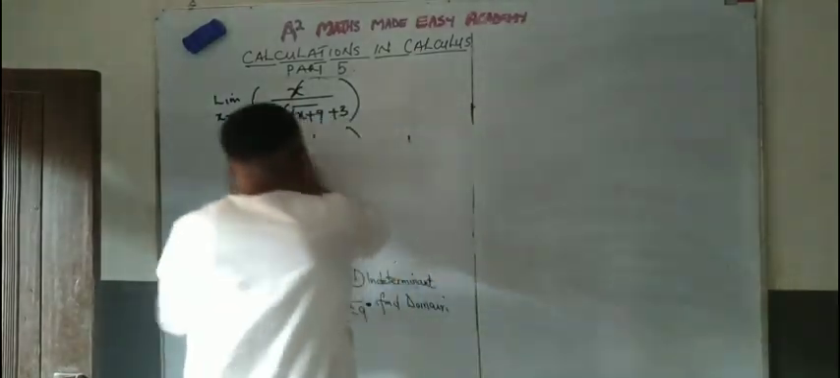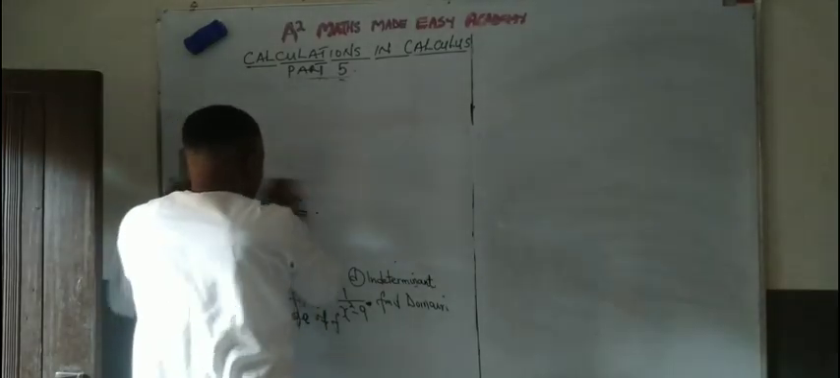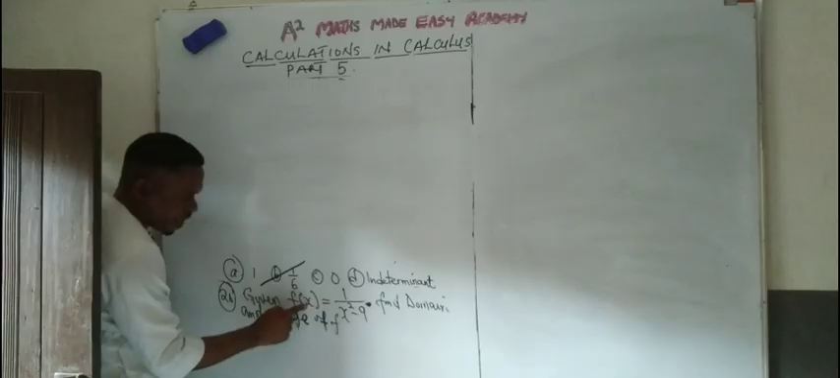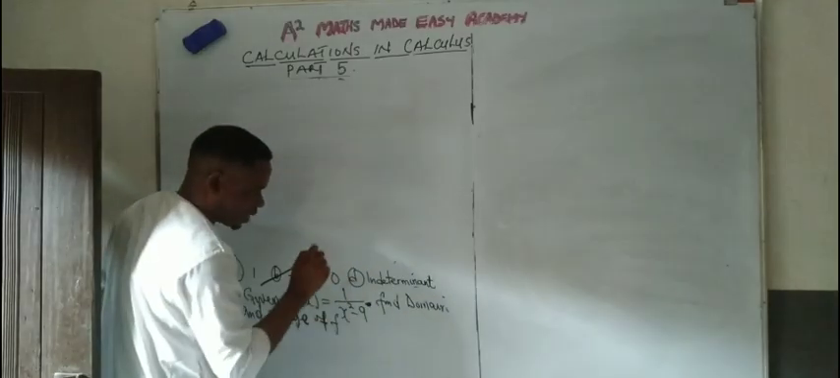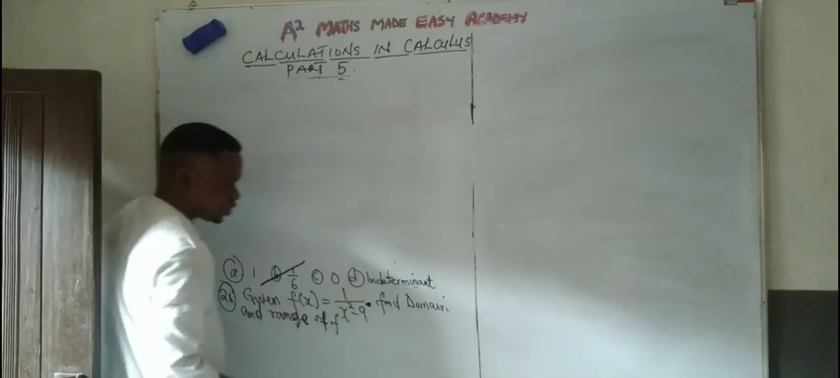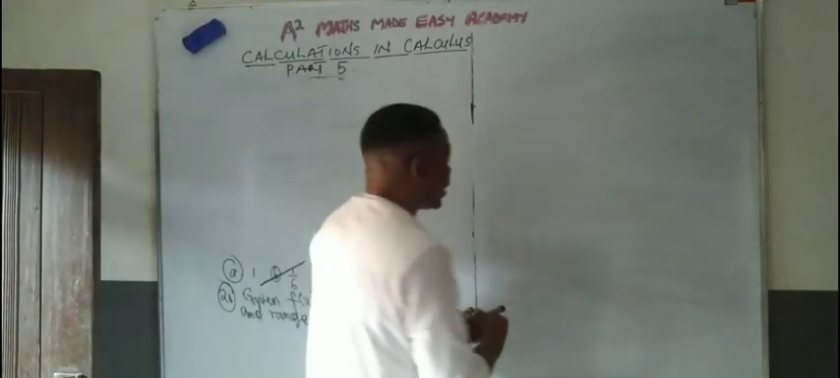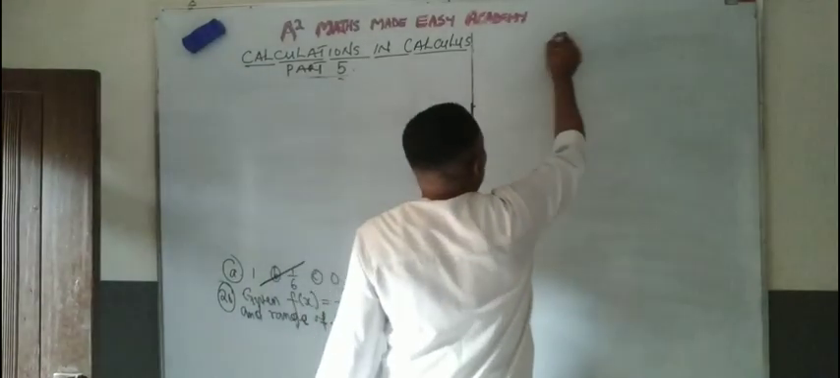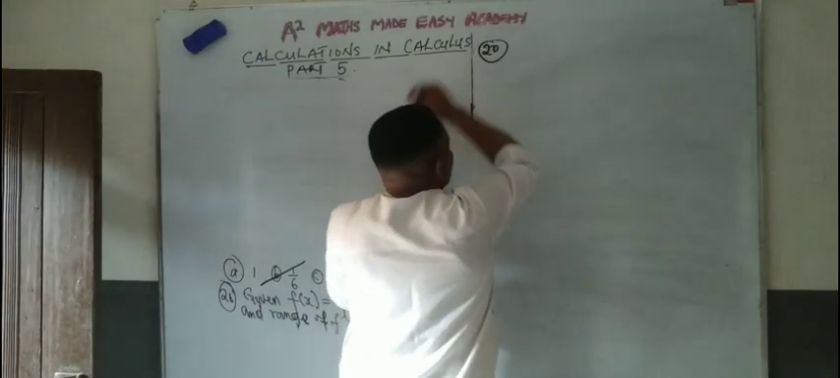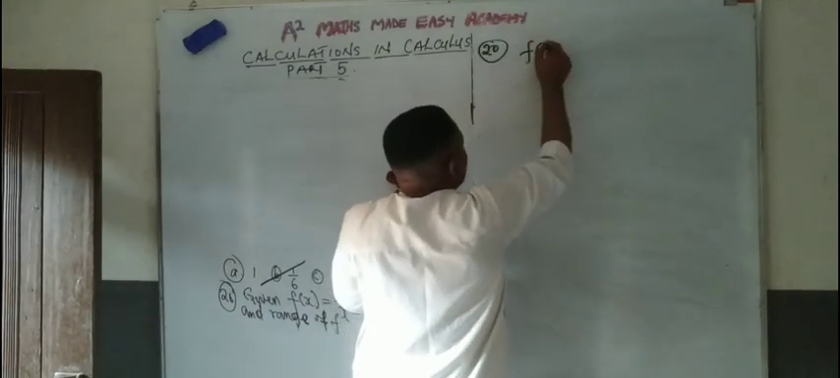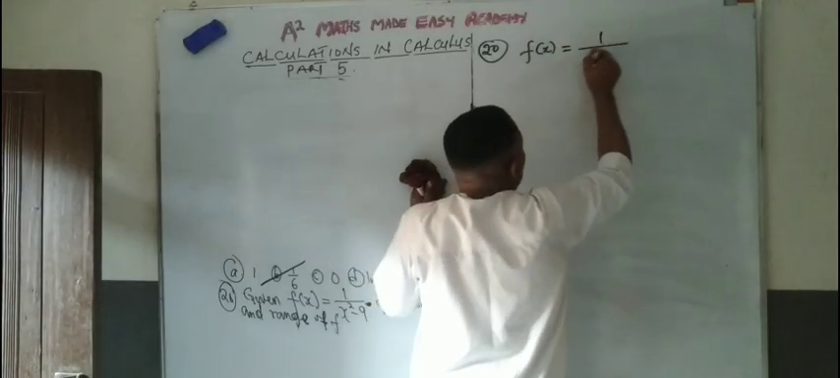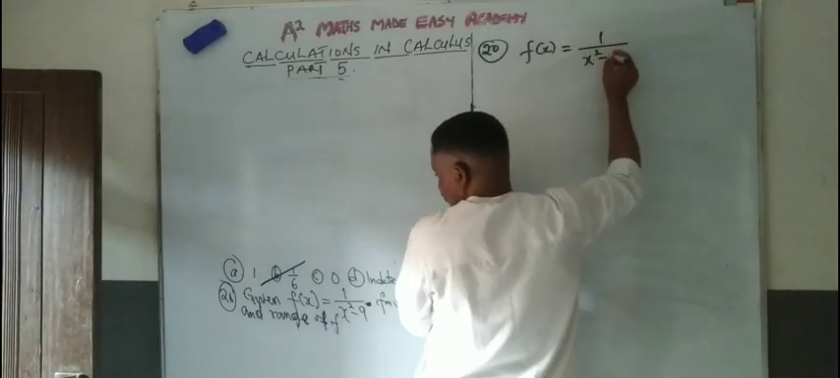Now I want you to watch. Number 20, let's read it together. Given f of x to be 1 over x squared minus 9. Now the question says find the domain and range of this function. I want you to observe something here. That should be our last question. Number 20. What is given? Is it not f of x? And it is equal to 1 over x squared minus 9.